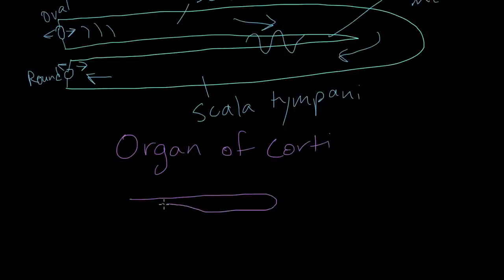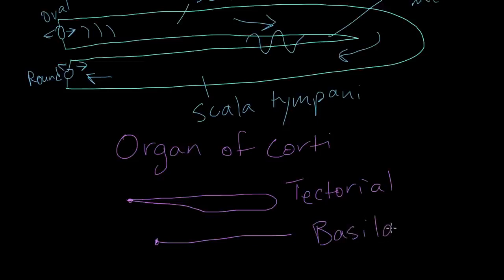And the organ of Corti looks like this. It has an upper membrane and it has a lower membrane. Let me redraw that. And this upper membrane is called the tectorial membrane. And this lower membrane is called the basilar membrane. And on the basilar membrane, we have hair cells. And the reason that they're called hair cells is because on their apex, they have these little projections that look like hairs. And these projections have names.